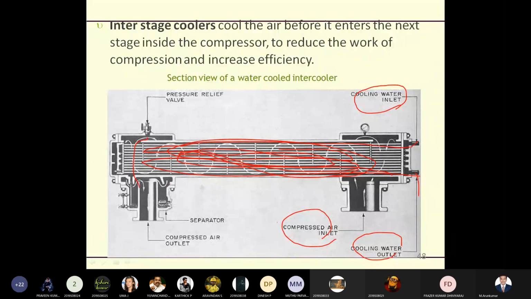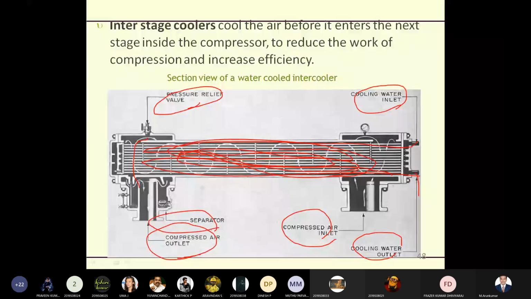Then we have this air outlet. Also we have a pressure relief valve in this, so if you want to release the pressure, we can activate this. Also we have a separator. Actually, this is the cross-section view of the water-cooled intercooler. We can pass the water through the pipes, then transfer the heat in the compressed air to the water.